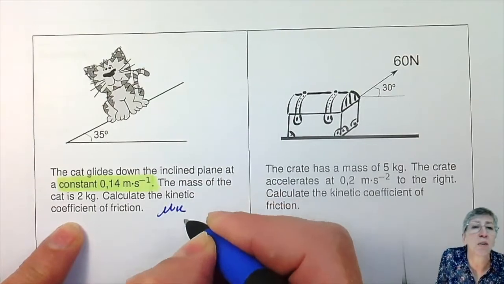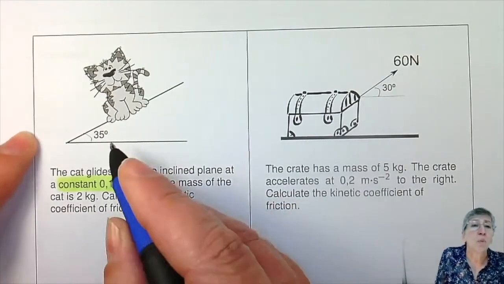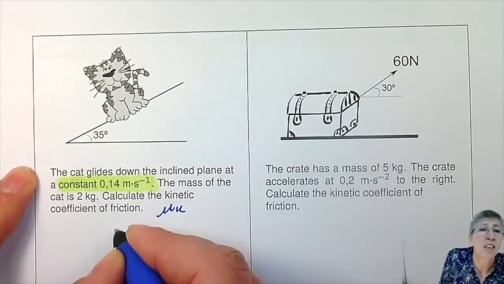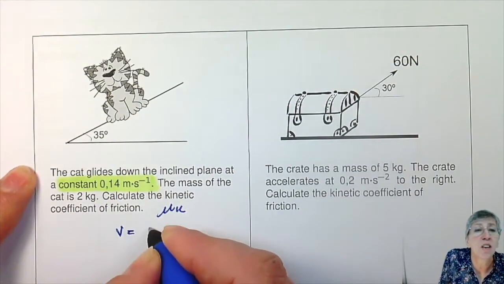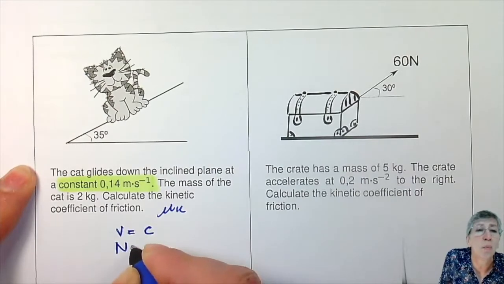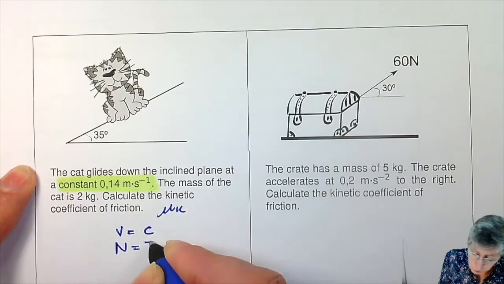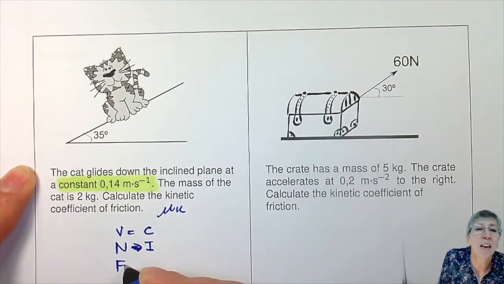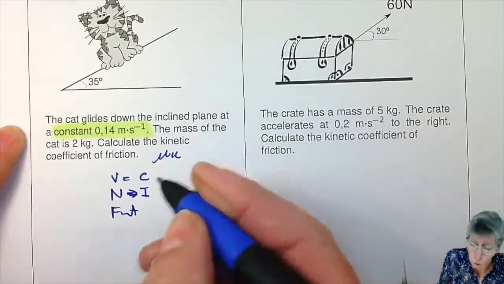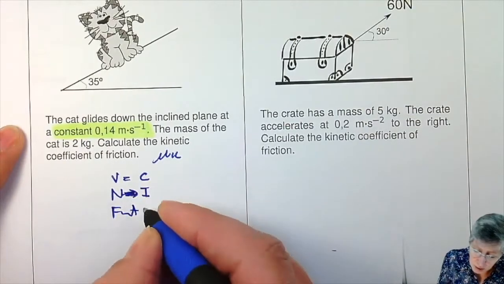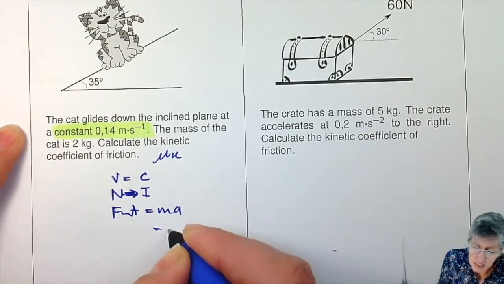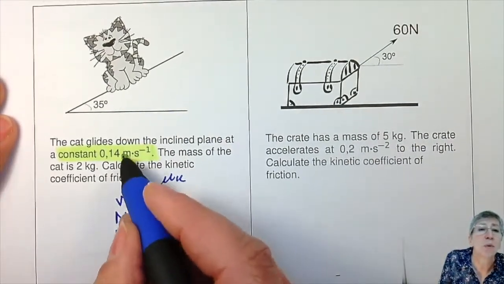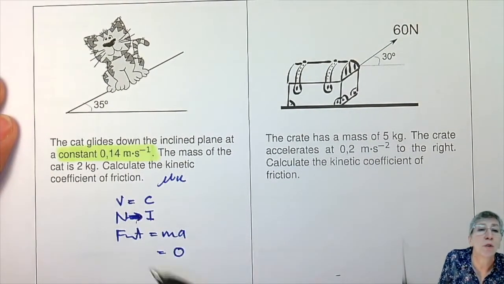Okay, so we know we're looking for mu k. Right, what do I know? Constant velocity. The moment that you have constant velocity, I will start by saying, since the velocity is constant, I know I'm working with Newton's first law. And that tells me F net is equal to 0, or if you prefer, you can write down M times A and then substitute that A with 0. So F net is 0 is my starting point because I'm working with Newton's first law.